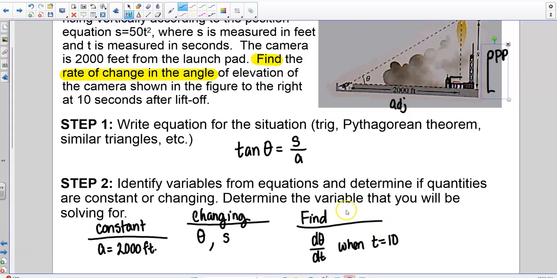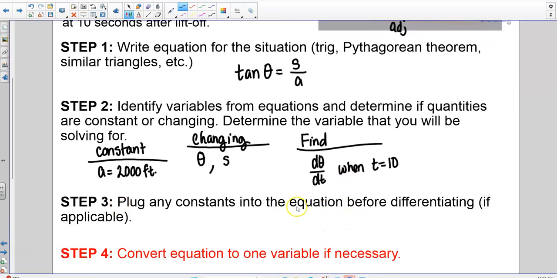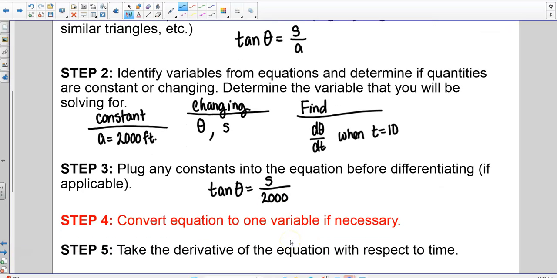Okay, so we want to plug in any constants that we can into this equation, right? So we've got tangent of theta is going to equal S over 2,000. Right there. And so we do not need to switch this to only one variable, because I really should change that to say two variables, because you have one variable on each side is really what I'm meaning there. Sometimes they're on the same side though. But we've just got two variables here. We are good to go on that part.